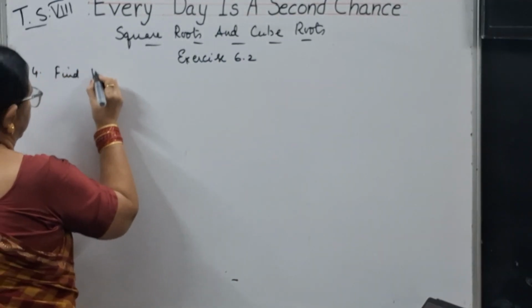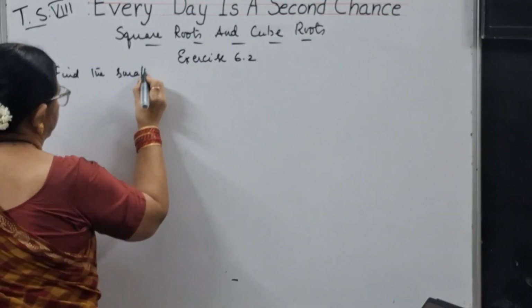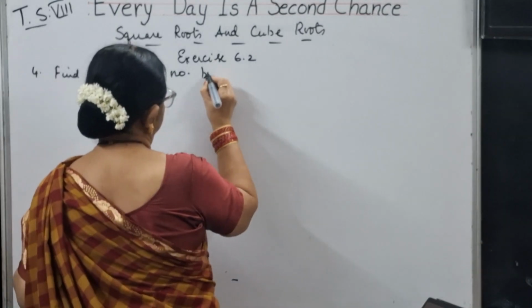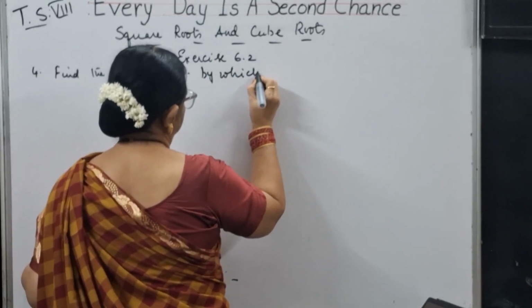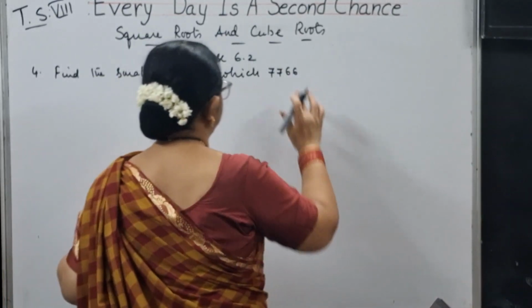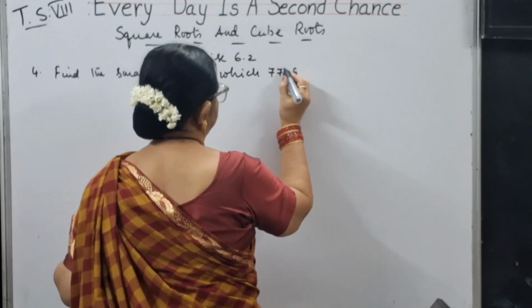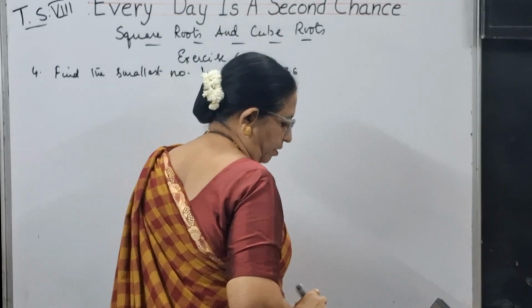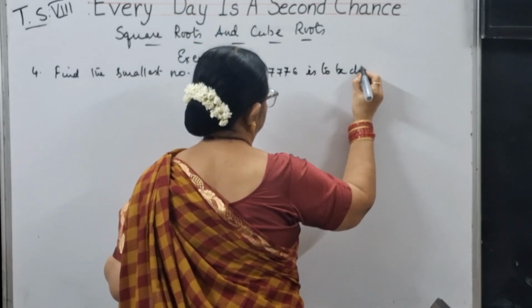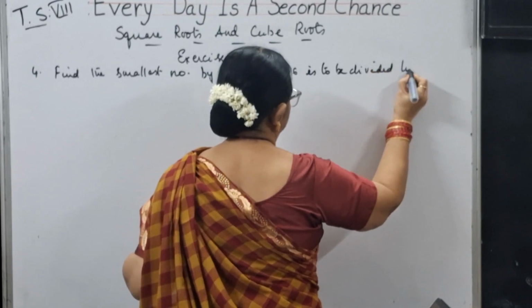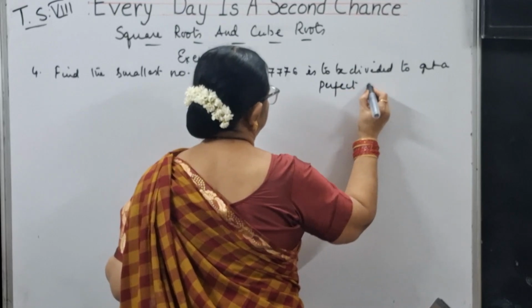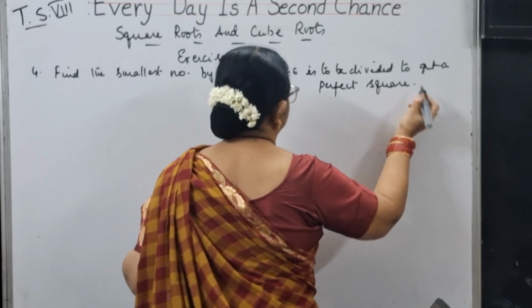The question is: find the smallest number by which 7,776 is to be divided to get a perfect square. This is the question.